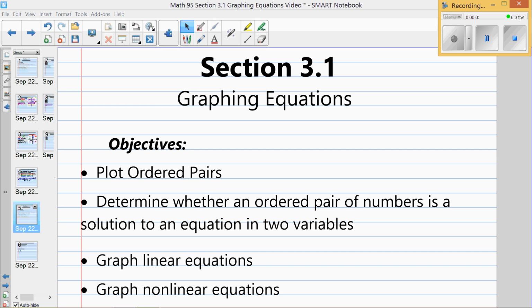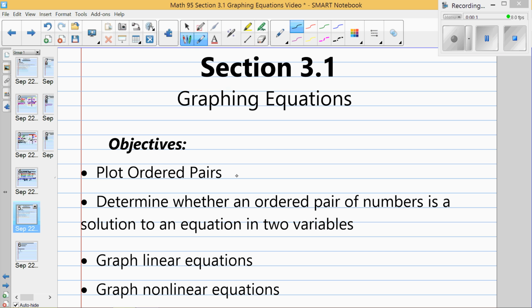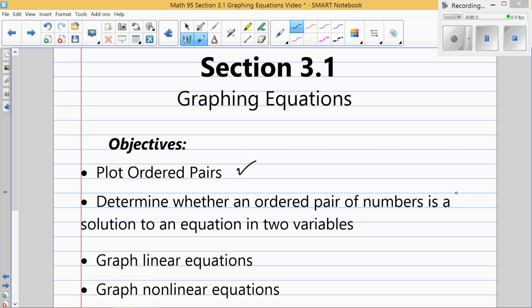Welcome back. We are still in section 3.1, graphing equations. We have just finished plotting ordered pairs, as well as determining if ordered pairs are solutions to an equation. So now we would like to talk about graphing linear and non-linear equations.